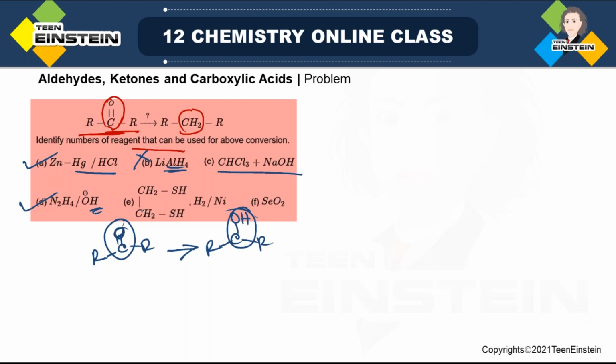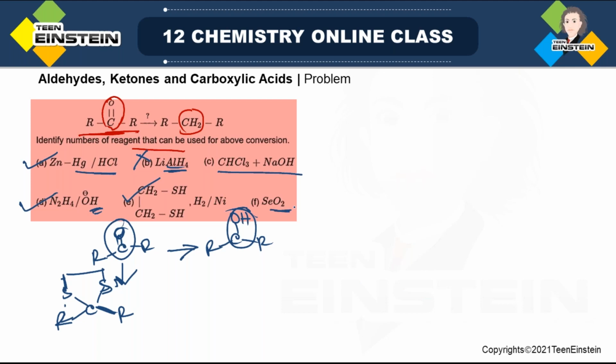Then option E is Raney nickel, right? So first you convert this RCOR in presence of CH2SH, it will form this type of thioketal, and then on this thioketal, if you treat it with Raney nickel and hydrogen, it will be converted to RCH2R. So this can also do this reaction.